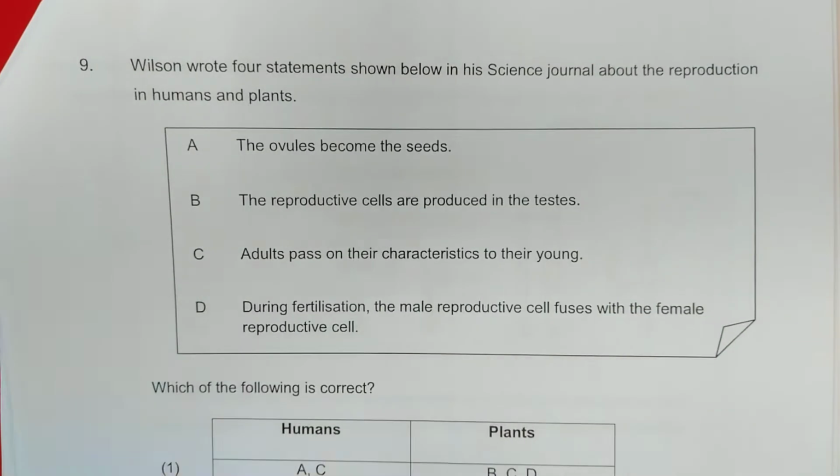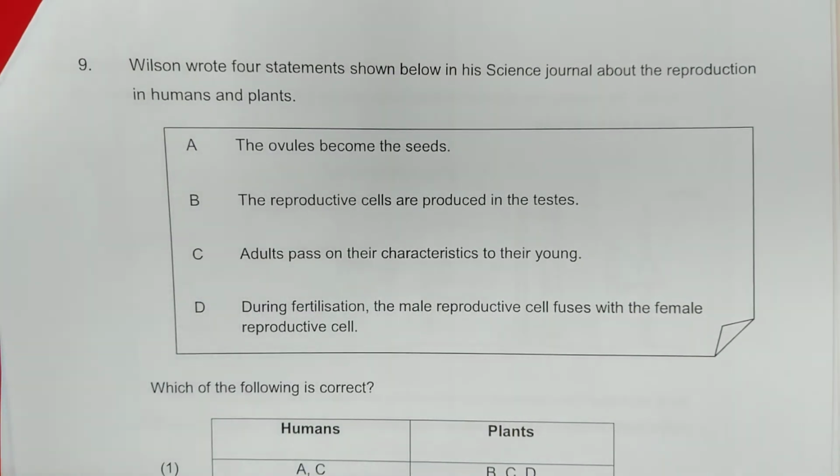Next one, Wilson wrote 4 statements below in his science journal about the reproduction of humans and plants. Oftentimes, let's compare these two reproduction and talk about the male reproductive cell, similarities between the female reproductive cell, and what are some differences.